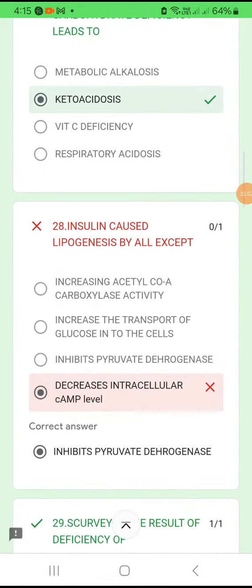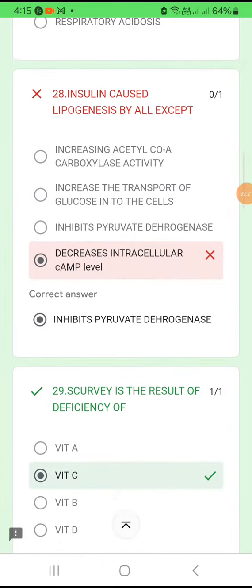And question number 28, insulin causes lipogenesis by all of them except, the answer is inhibiting pyruvate dehydrogenase. Okay, so inhibits pyruvate dehydrogenase. Insulin causes lipogenesis by all except. They have asked except, so you have to note down except. So inhibits pyruvate dehydrogenase.